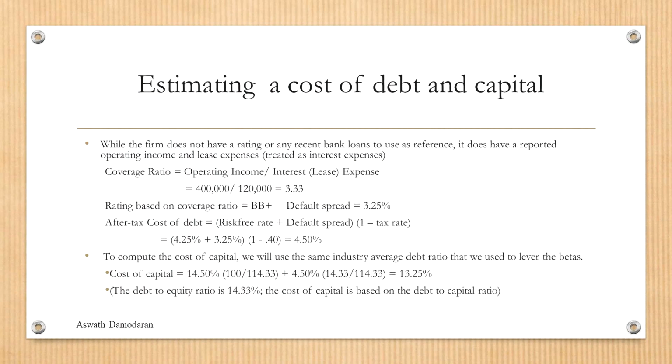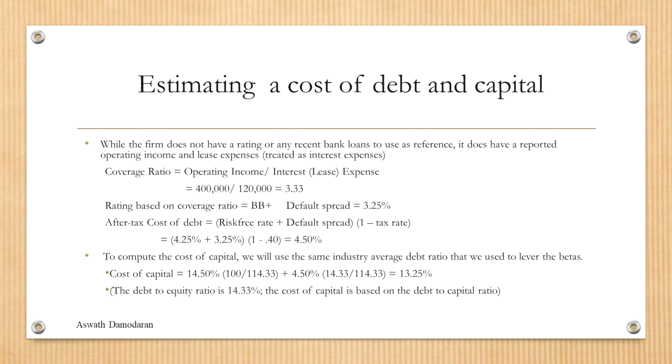However, when we do valuation, we need to do a lease capitalization adjustment, where we treat this lease commitment as a long-term asset and a long-term liability, and we also recalculate the expense from this leasing program. And the rating based on the coverage ratio is similar to a typical BB plus rated bond with a default spread of 3.25%. And here once again we use the synthetic bond rating approach, trying to estimate the cost of debt.